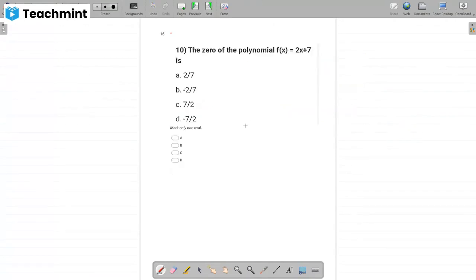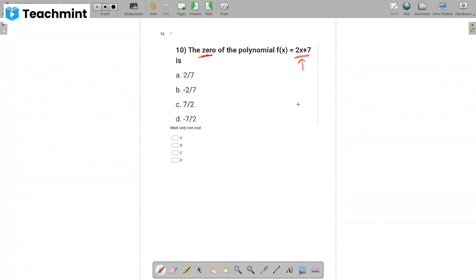Next is the zero of the polynomial. Now, zero of the polynomial means we need to find the value of x. In simple words, we can say find the value of x for which this polynomial becomes zero. That is the meaning of the zero of the polynomial, the value which makes the polynomial zero.